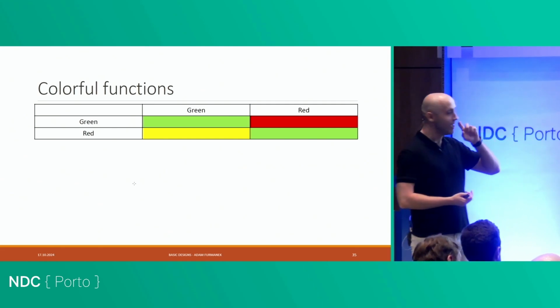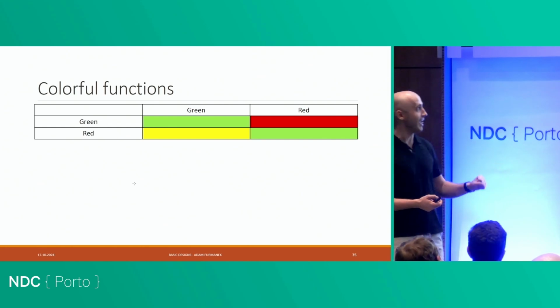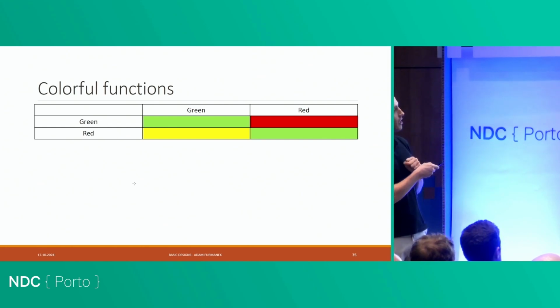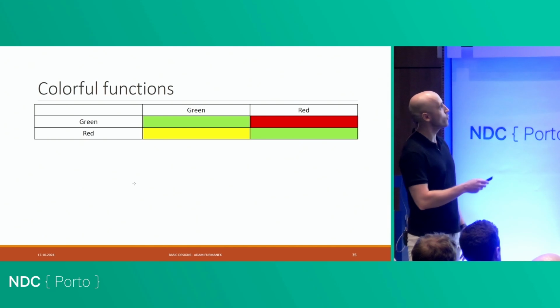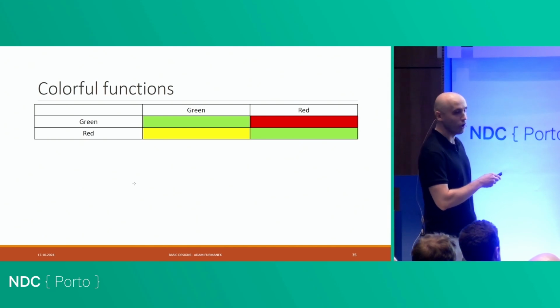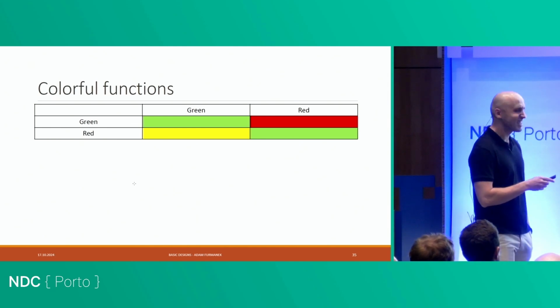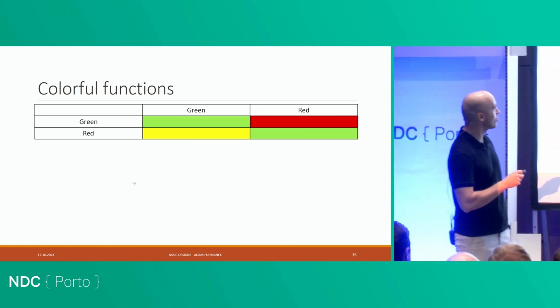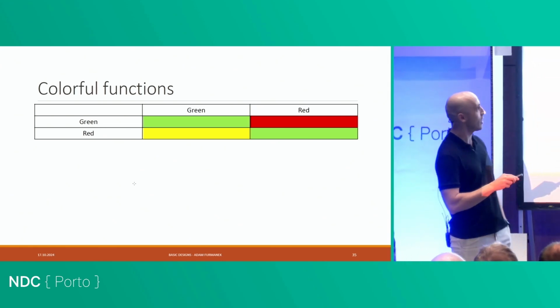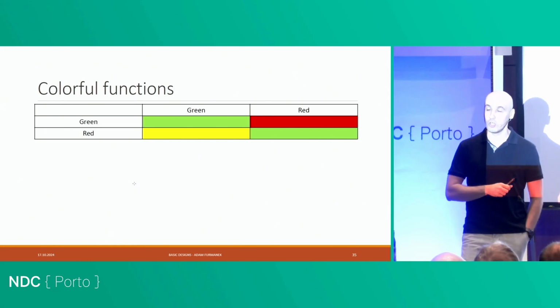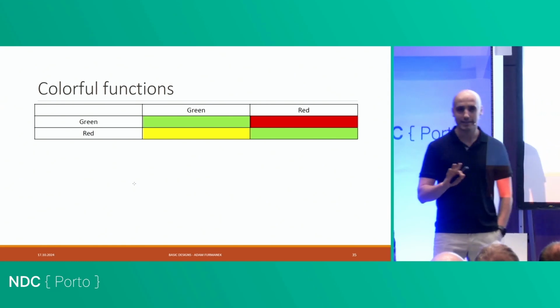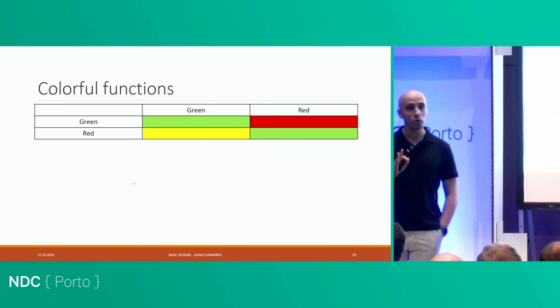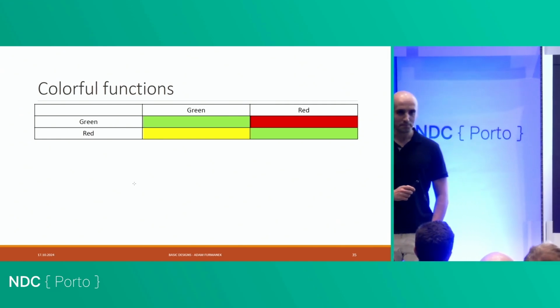So far, so good. But then I tell you that, hey, if you have two green functions, you can call them easily. If you have a green function that you would like to call from a red function, it's kind of OK. If you have a red function called from a red function, all is good. But if you have a red function called from a green function, nah, that doesn't work. Don't do it. What would you think about a language like that?